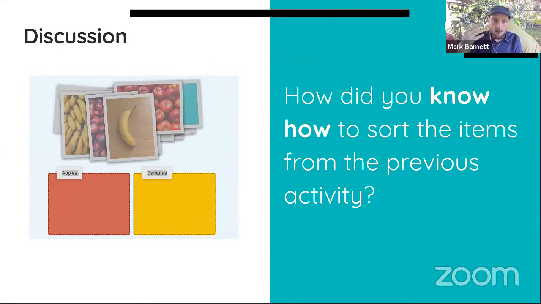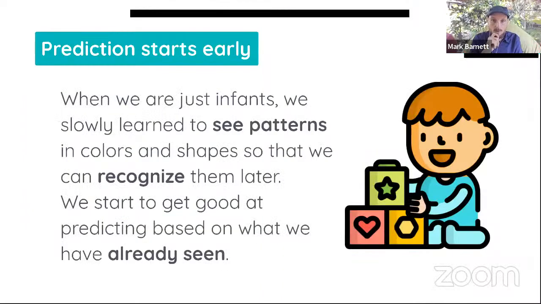So then I do a debrief with the students, and I ask them, how did your brain know to sort apples and bananas? Well, we've been learning from childhood about apples and bananas, so that's easy. So this is why small children are given the little blocks and toys to play with that are about pattern recognition.